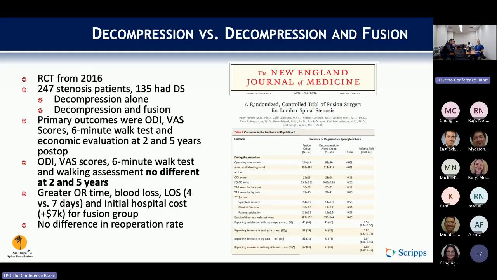They found that the ODI-VAS scores, the 6-minute walking test, and walking assessments in general were notably not different at all at 2 or 5 years. There was greater OR time, blood loss, and length of stay for the fusion group. So similar conclusions to the last study, the SLIP study, and no difference in reoperation rates.